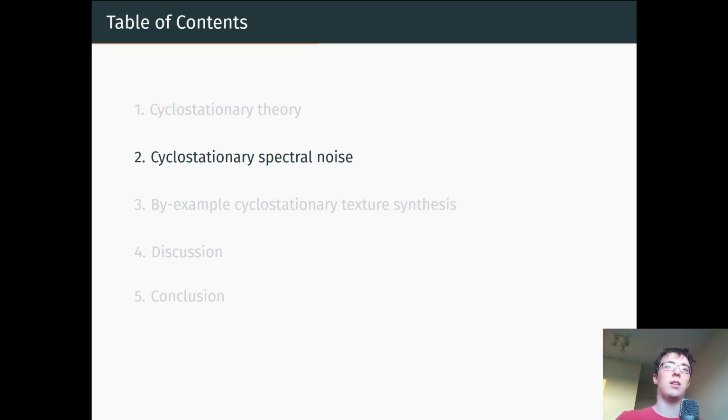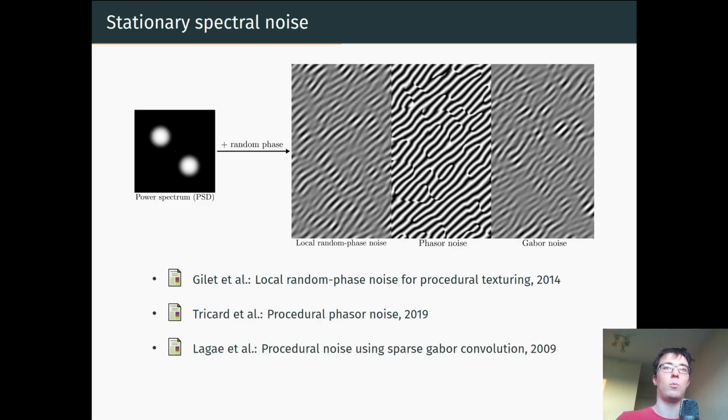With these theoretical elements provided, we can now see how to adapt stationary spectral noises. We are interested in three major spectral noises: local random phase noise, phasor noise, and Gabor noise. These algorithms compute an output in different ways, but have in common that a unique power spectrum, which you can see on the left, is used to instantiate the noise, and a random phase is attributed to the power spectrum to compute the output. This kind of process can generate this kind of pattern.